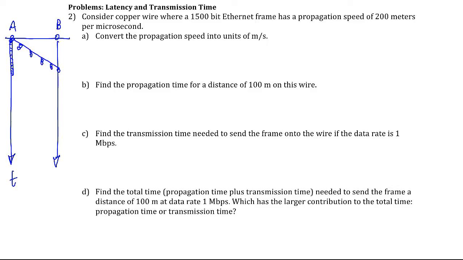And finally, the whole entire frame propagates across that wire, and you can see here that when B finally receives the entire frame, we've got our propagation time, which is the time it takes that first bit to get from A to B.